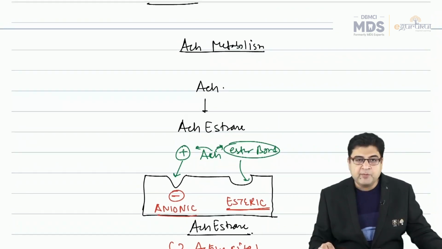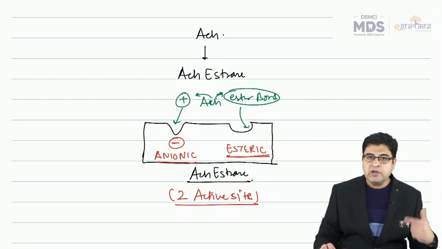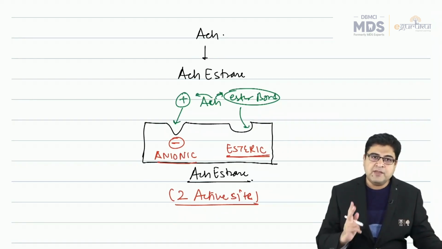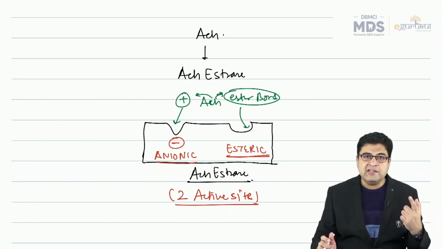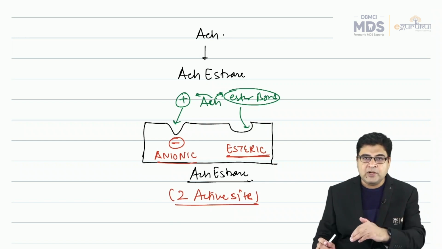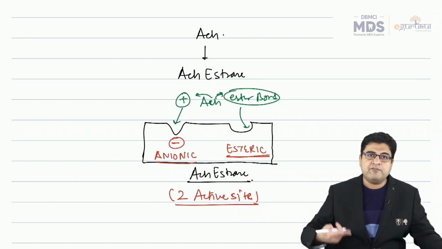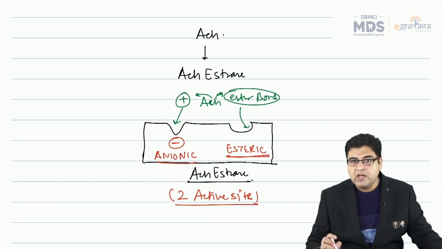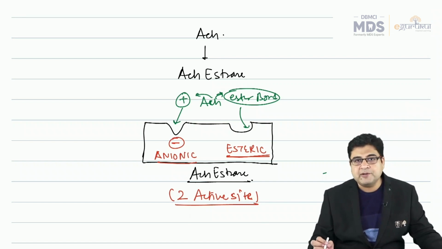So acetylcholine metabolism is possible with the help of the acetylcholine esterase enzyme. The only important point here is that this enzyme has two active sites. What are the names of the two active sites? One is known as the anionic site, the second is known as the esteric site, and acetylcholine is metabolized with the help of both sites together. So both sites are required together for the metabolism of acetylcholine. If either site is not available, acetylcholine metabolism is not possible.